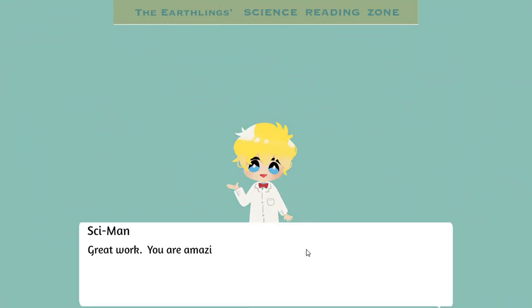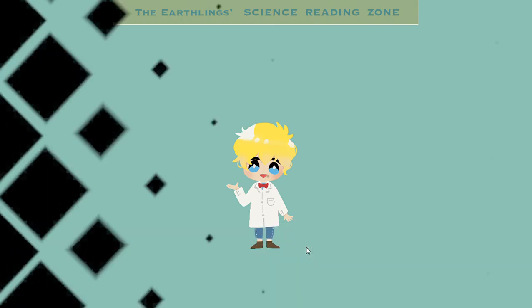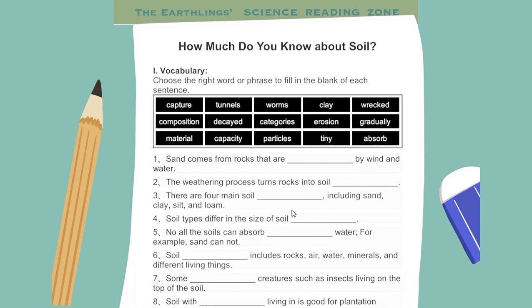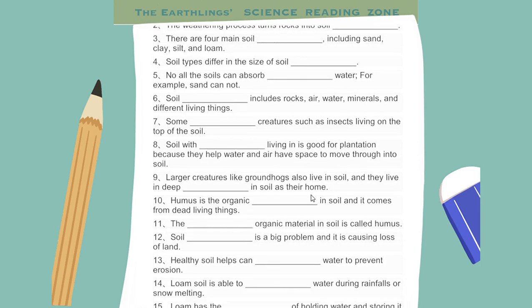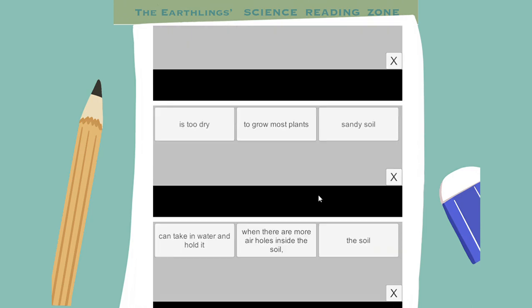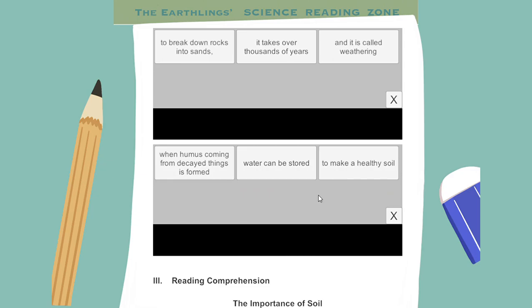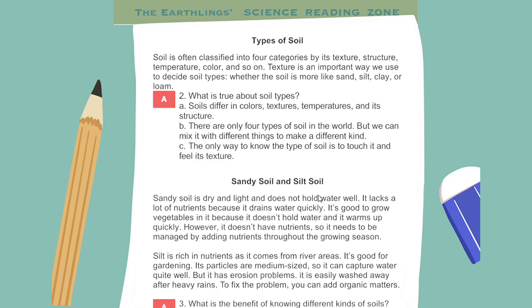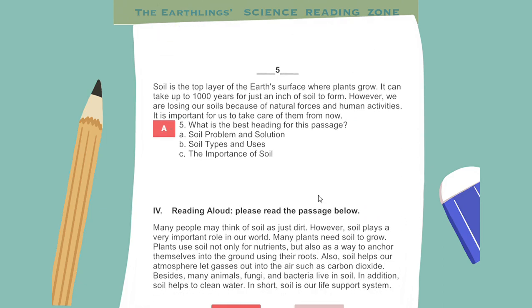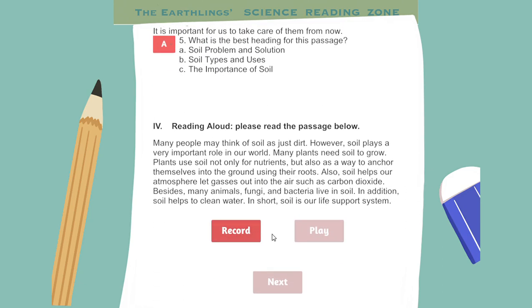Great work. Do you know more about the soil on our planet now? Try and see how much you learned. So here, after the pre-test and the task, we will have the post-test for students to comprehend what they're learning in this topic, soil. It starts from the vocabulary, then the sentence structure, then the reading comprehension. The last part is, yes, read aloud.